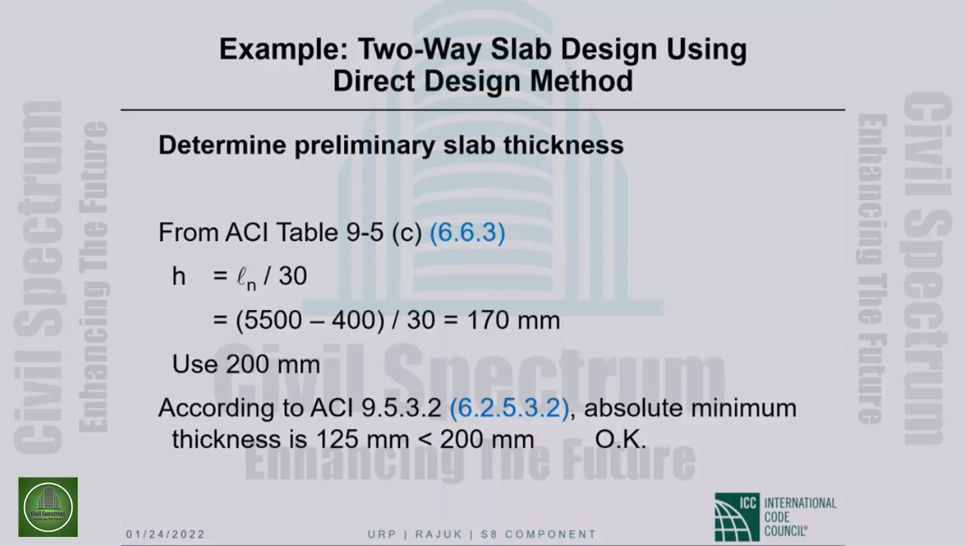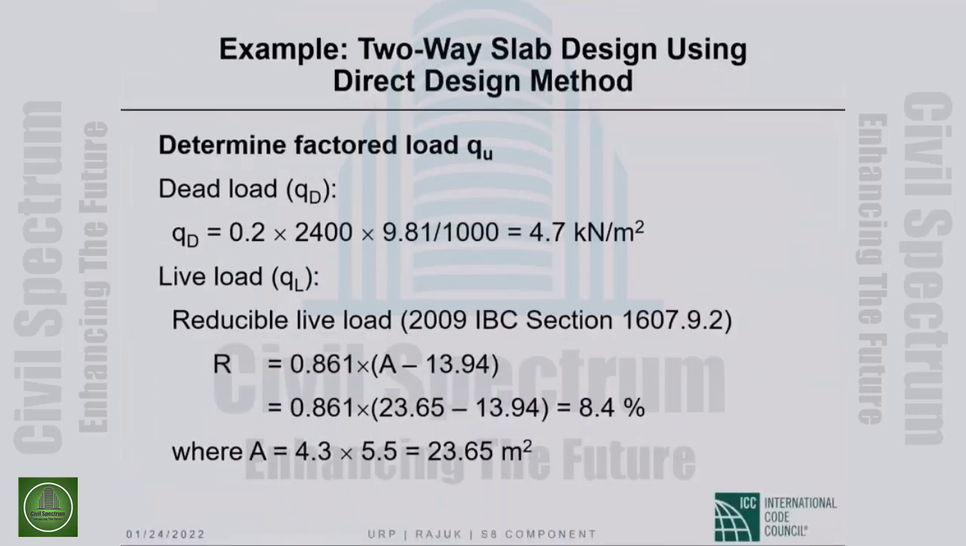Absolute minimum thickness is 125 millimeters. Obviously, that is not a problem for us. Dead load: 200 millimeters is the slab thickness. 2400 kilograms per meter cubed is the unit weight of the concrete. 9.81 meter per second squared is the value of g. So all of that together gives you 4.7 kilonewton per square meter of dead load.